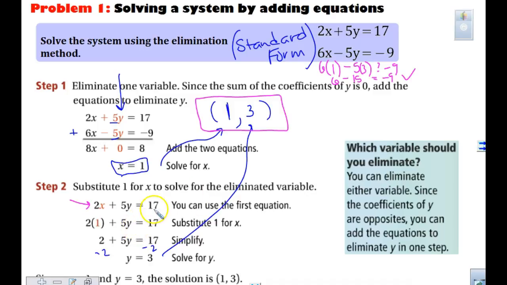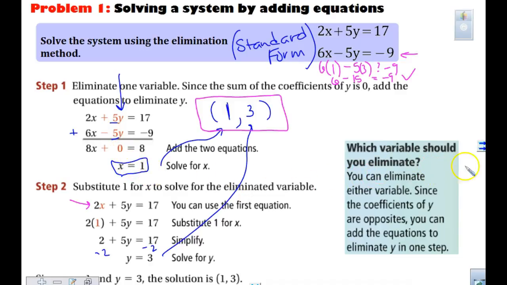I definitely know that, because I use this one to solve, so I always want to use the other one for the check, since I hadn't used that one. If I would have used this equation to find y, then I would have used the first one. Does that make sense? For the check, okay? What about the x? Well, I already used the x up here just by adding those two equations together.